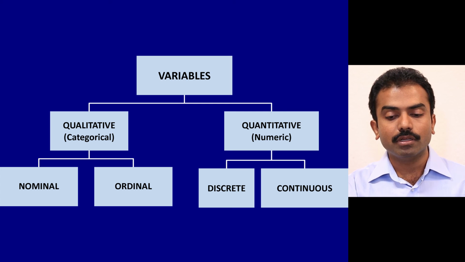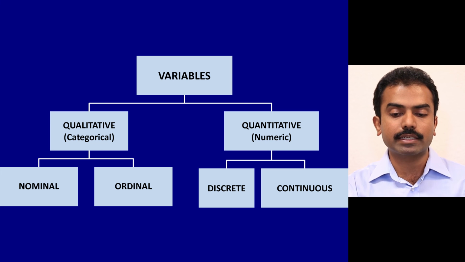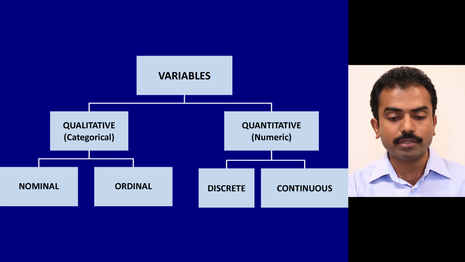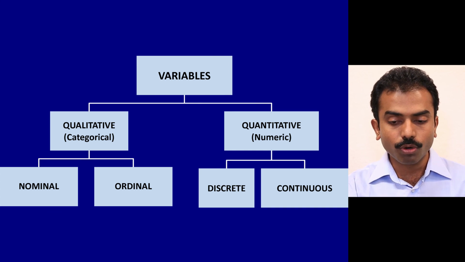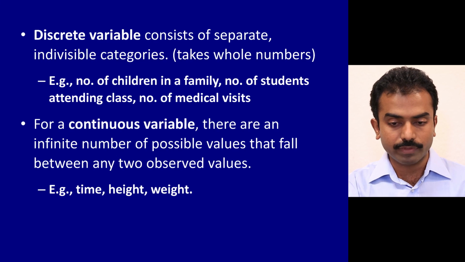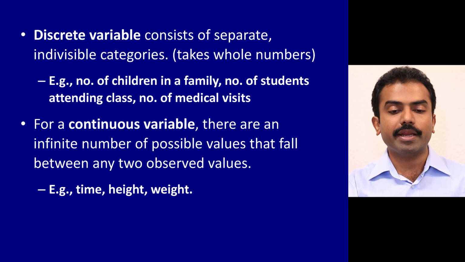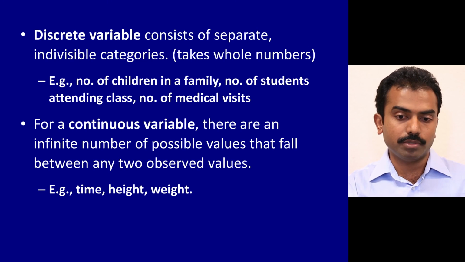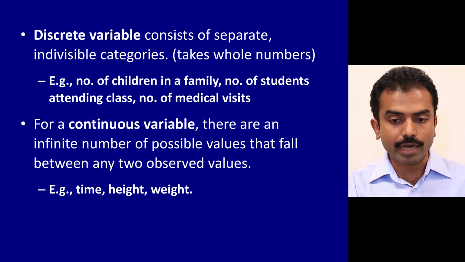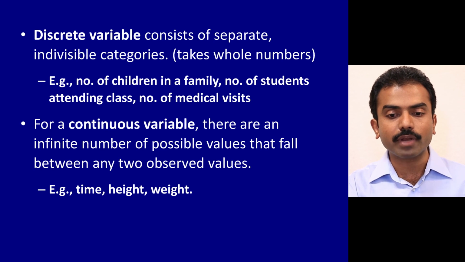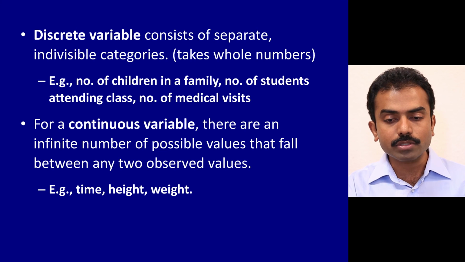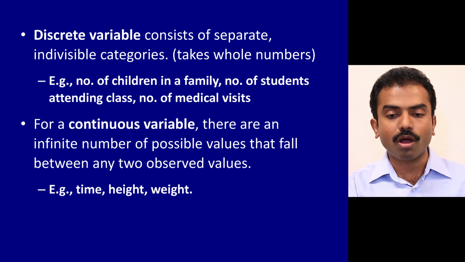Quantitative variables are further divided into continuous variables and discrete variables, whereas qualitative variables can be further divided into nominal variables and ordinal variables. Let's go through each of them in detail. What's a discrete variable? It's a quantitative variable, which means that it is expressed in terms of numbers, but those consist of separate indivisible categories.